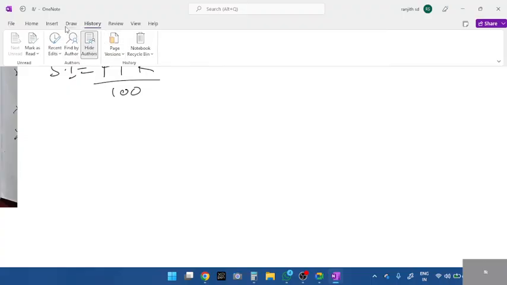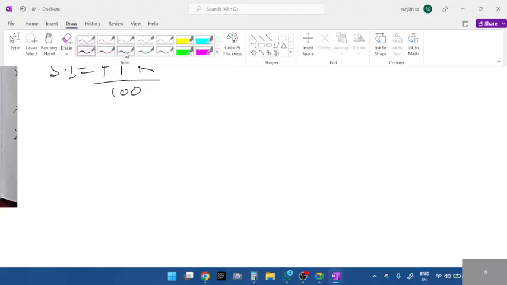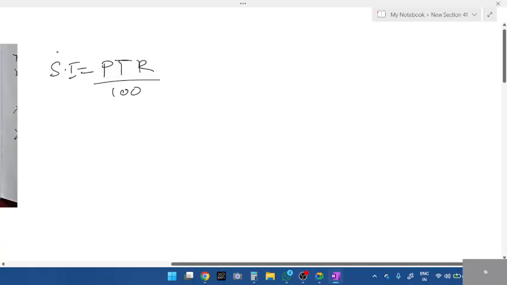How many alphabets are there in this? Be quick. Respond, all of you. Simple interest is 1, P is 1, T and R. Total 4 variables. If there are 4 variables, how many formulas are there, students? You'll have 4 different formulas.